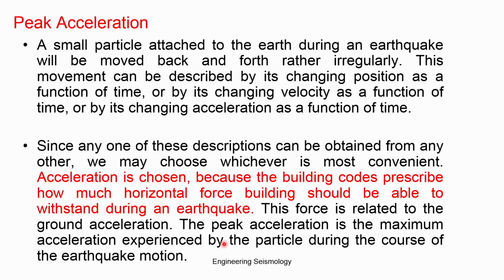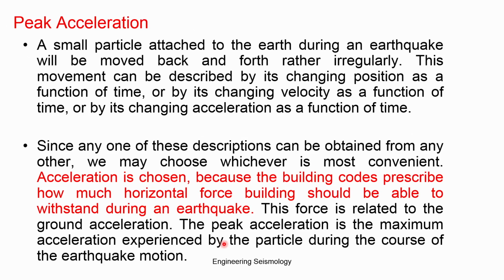So in this moment the peak value is basically called the peak acceleration, since any one of these descriptions can be obtained from any other, like by integration or differentiation. So we may choose whichever is most convenient. Acceleration is chosen because the building code prescribes how much horizontal force a building should be able to withstand during an earthquake. So this force is related to the ground acceleration.